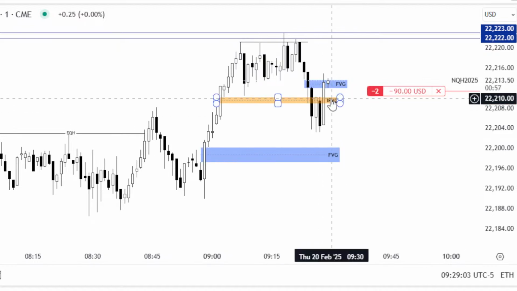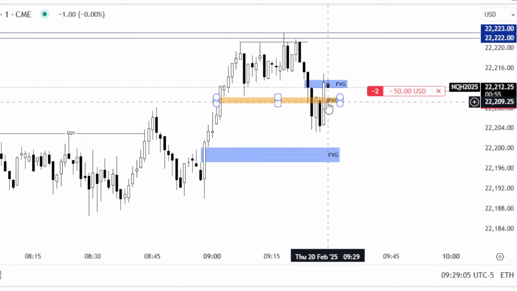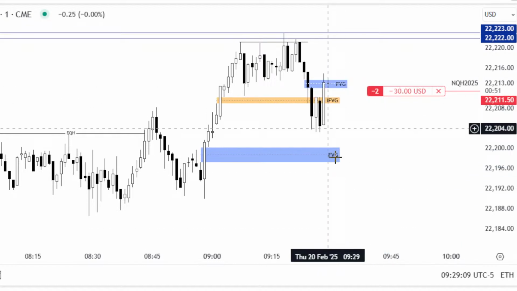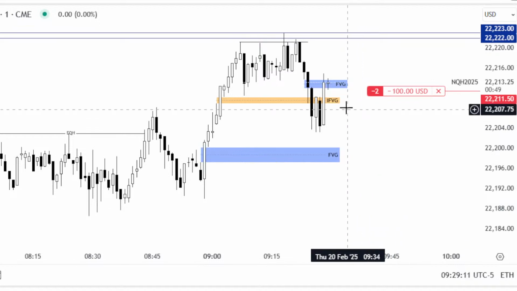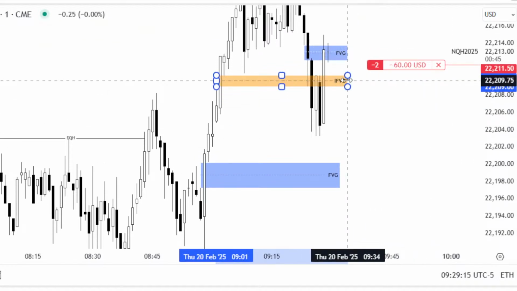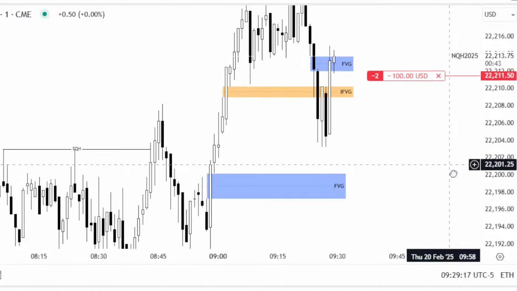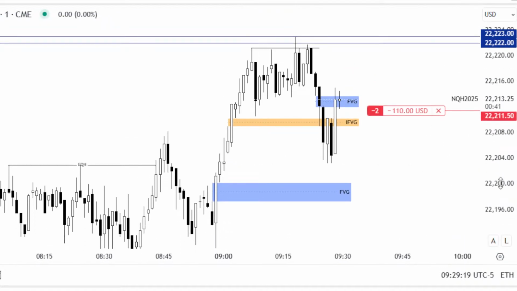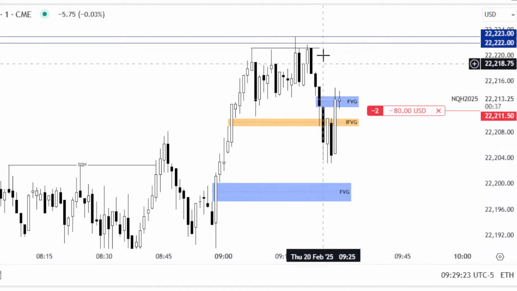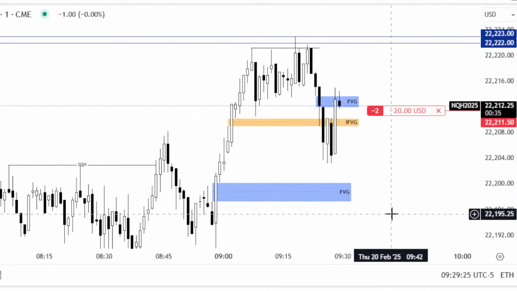Yeah, I don't like the fact that we invert this IFG again. But that fair value gap is holding price. Let's see if it's going to push it down. We're in the 50, the premium zone. Hopefully we don't want to go up here again.